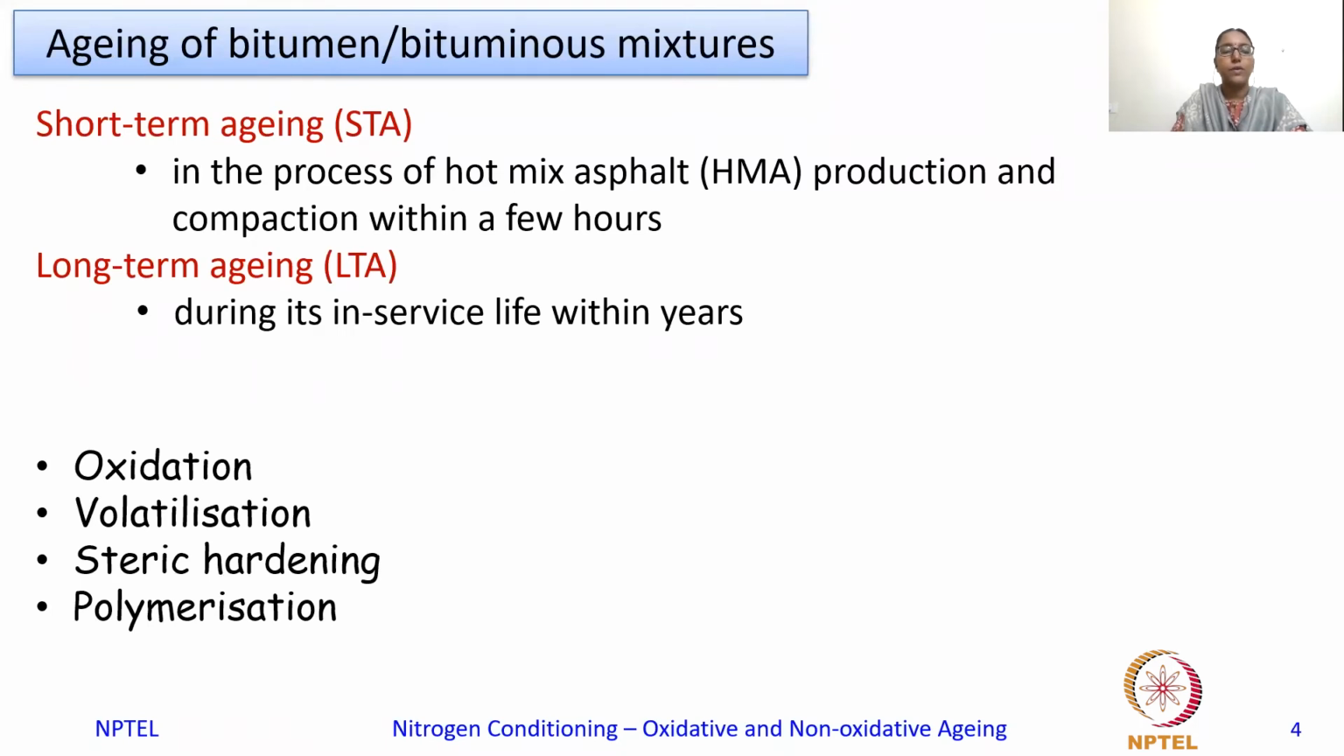In this course, we have already discussed what short-term aging and long-term aging are. Short-term aging is the aging that happens to the bitumen during the production process of HMA and the compaction process, within a few hours of its production. Long-term aging is the aging that happens over a period of time during the service life of the pavement. The aging happens due to various processes such as oxidation, volatilization, steric hardening, polymerization, etc.